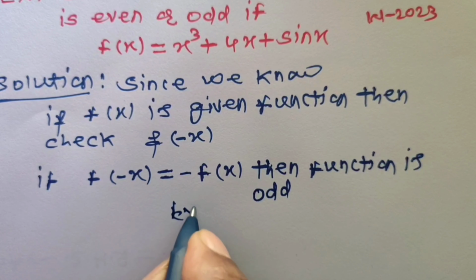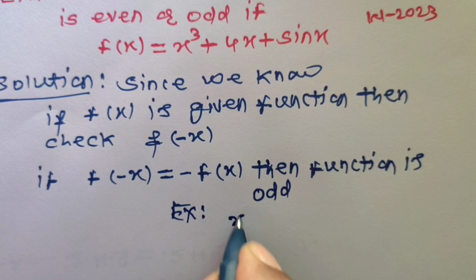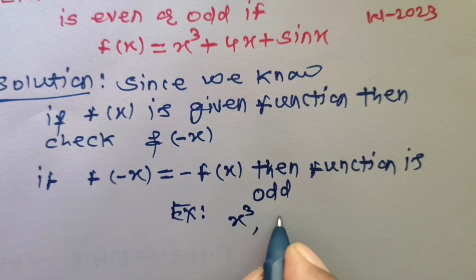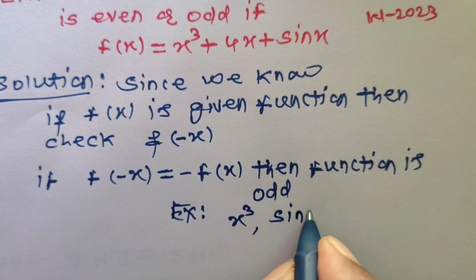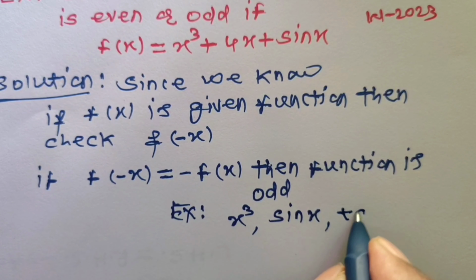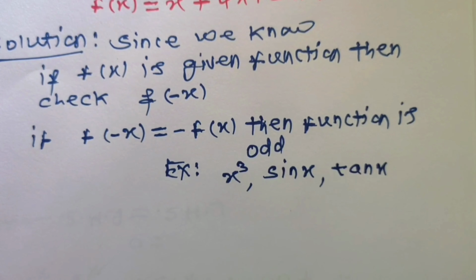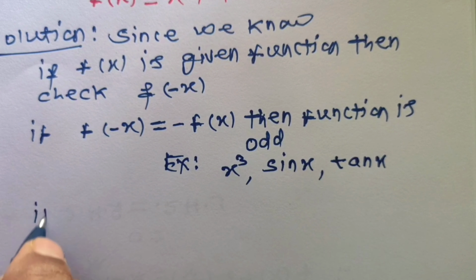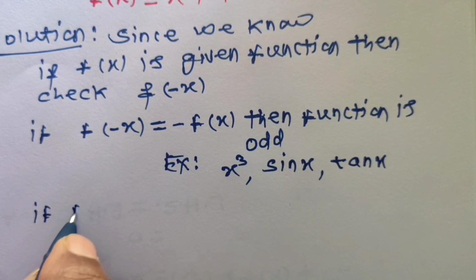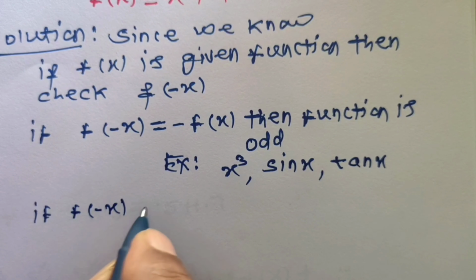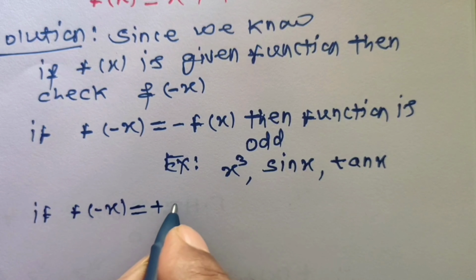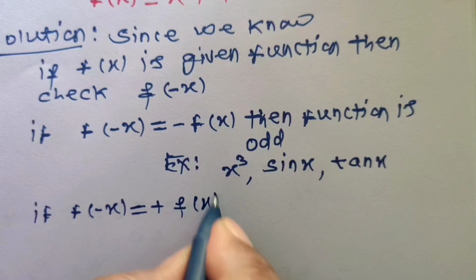For example, if the power of x is an odd number, then x to the power of an odd number is always an odd function. As well as, sine minus theta is equal to minus sine theta, and tan minus theta is equal to minus tan theta. Hence, sin x and tan x are also odd functions.